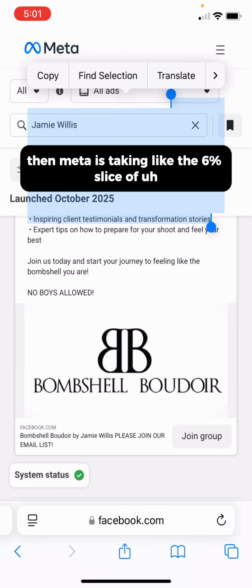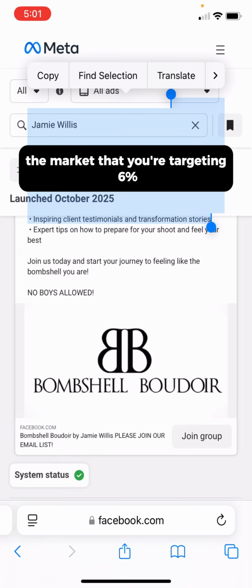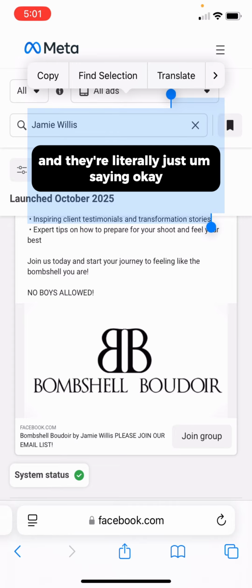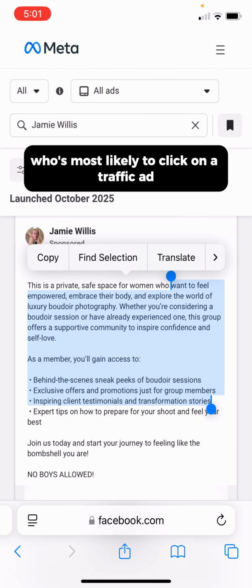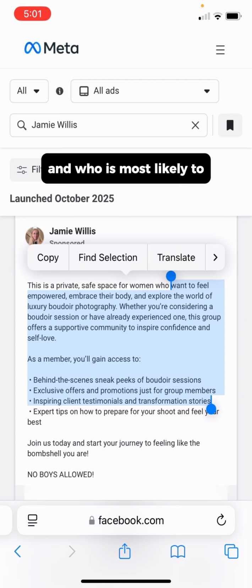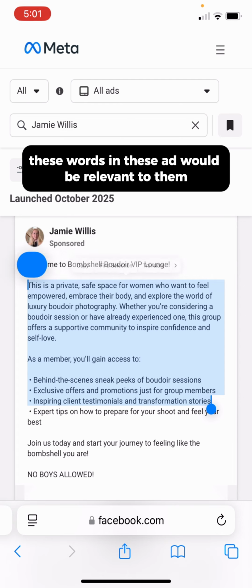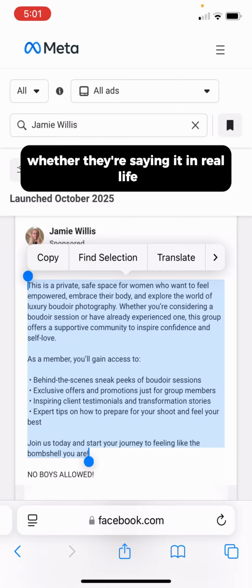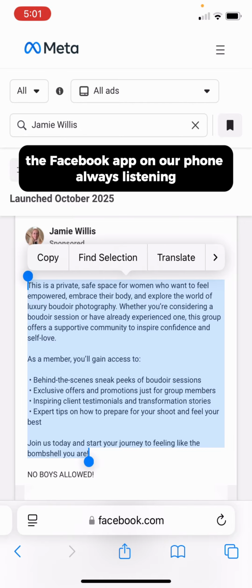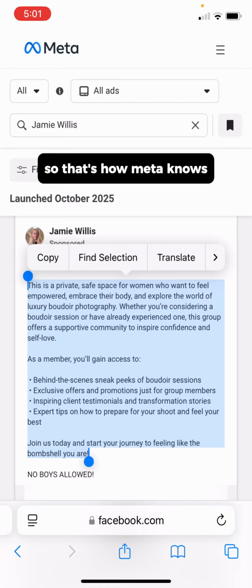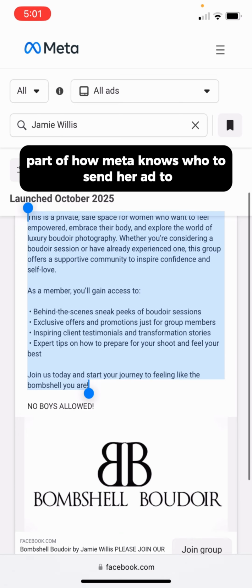But if you did traffic, then Meta is taking like the 6% slice of the market that you're targeting, and they're literally just saying, okay, who's most likely to click on a traffic ad, and who is most likely to find these words in these ads relevant to them, whether they're saying it in real life or chatting on the phone. Basically, because Meta is always listening, the Facebook app on our phone is always listening, so that's part of how Meta knows who to send our ad to.